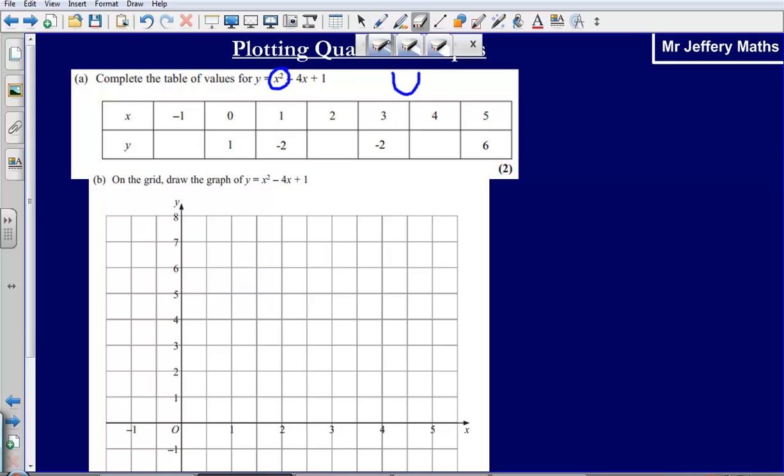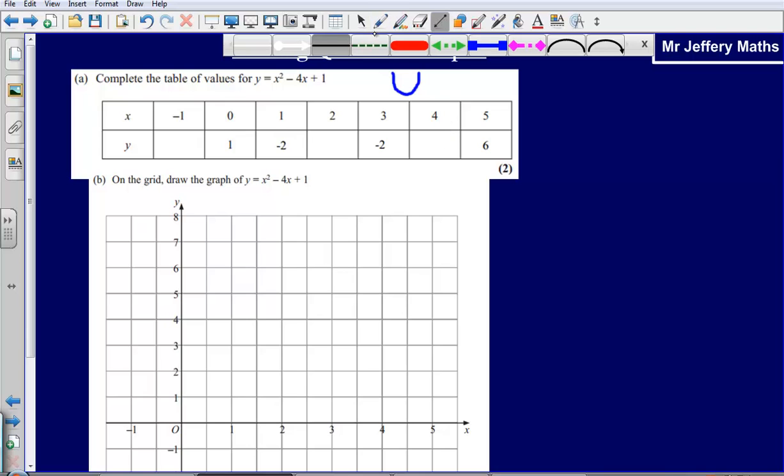Now this is important for a couple of reasons. The first being that if it is a U-shaped graph, we're not going to connect our points with a ruler. We're going to simply draw a curve through each of our plotted points. The second thing is that it helps us to plot our points here.